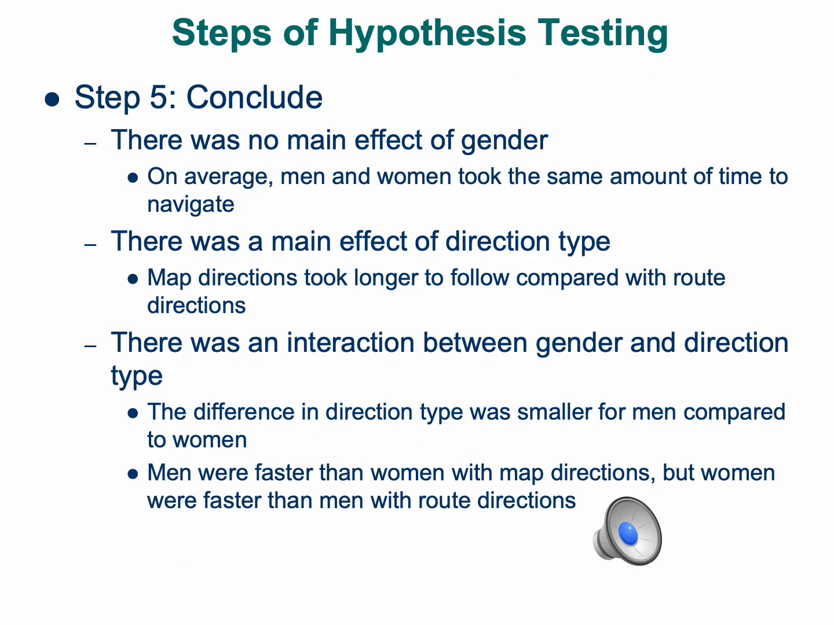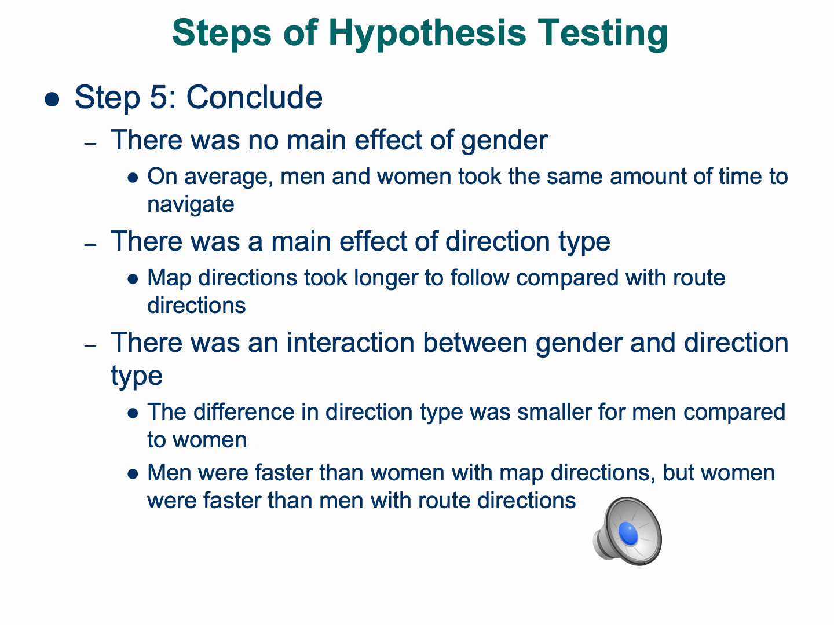Okay, now we've got our last step in hypothesis testing. We generated our own sample scores in step 4, and now we want to draw our conclusions in step 5. So what were our conclusions in the end? First of all, there was no main effect for gender. On average, men and women took the same amount of time to navigate. There was a main effect for direction type. Map directions took longer to follow compared to route directions. So it took longer for people to find a destination with a map as opposed to a route in which you have directions. And finally, there was an interaction between gender and direction type.